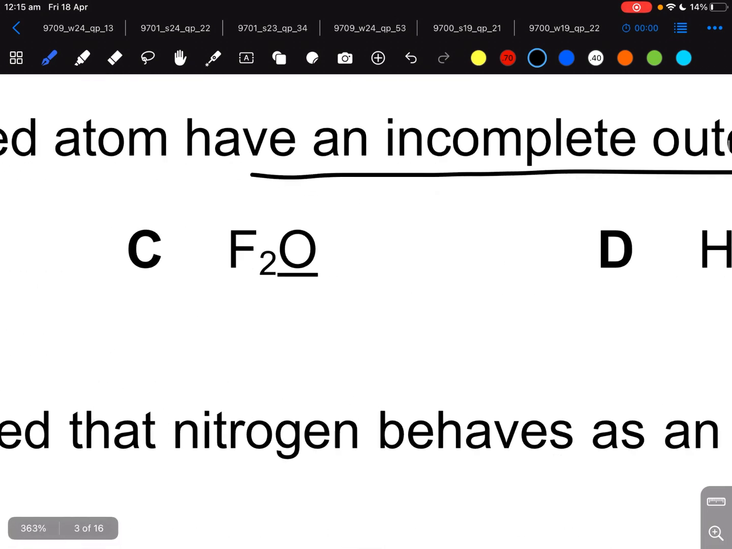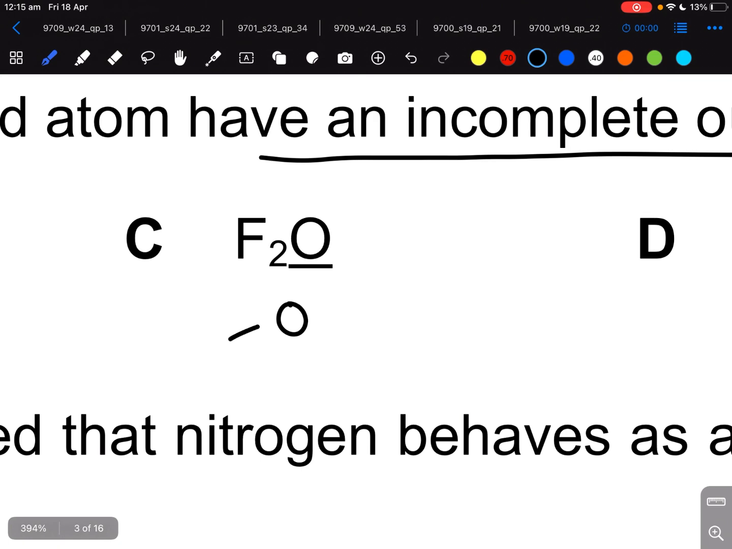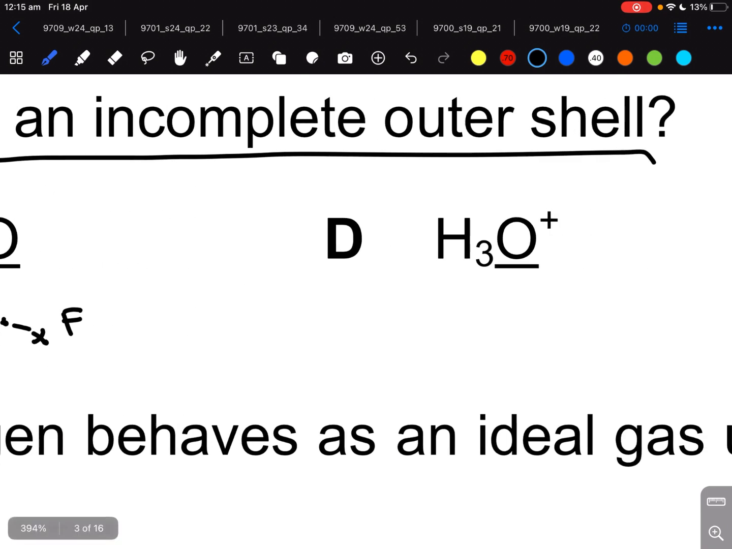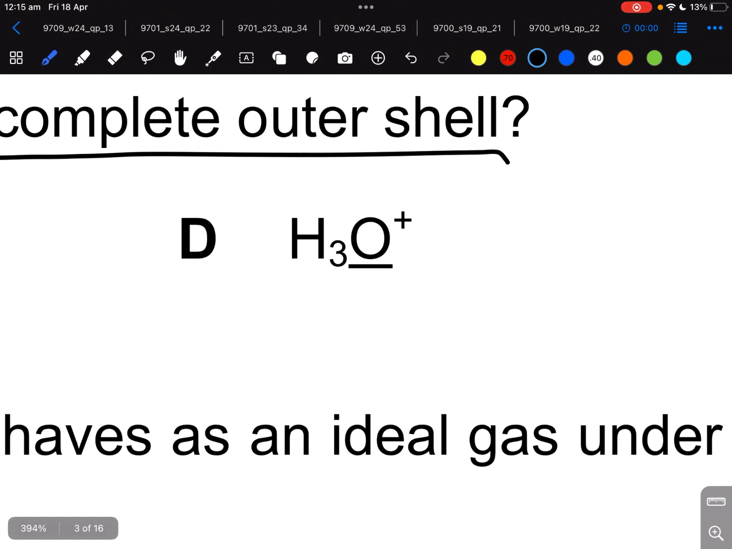Okay, let's look at the OF2. We already know this is gonna have a full outer shell, because you know water, it has 2 bonds similar to this, shares 1 each, and it has 6. So 1, 2, 3, 4. 1, 2, 3, 4, 5, 6, 7, 8. That has a full outer shell. C is not the answer.